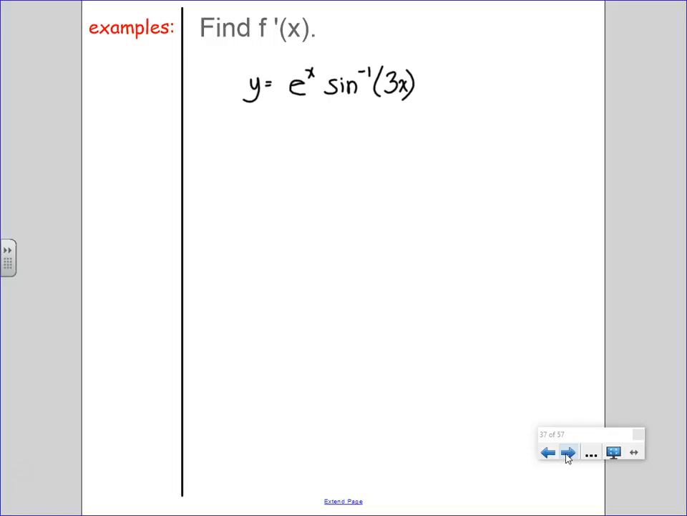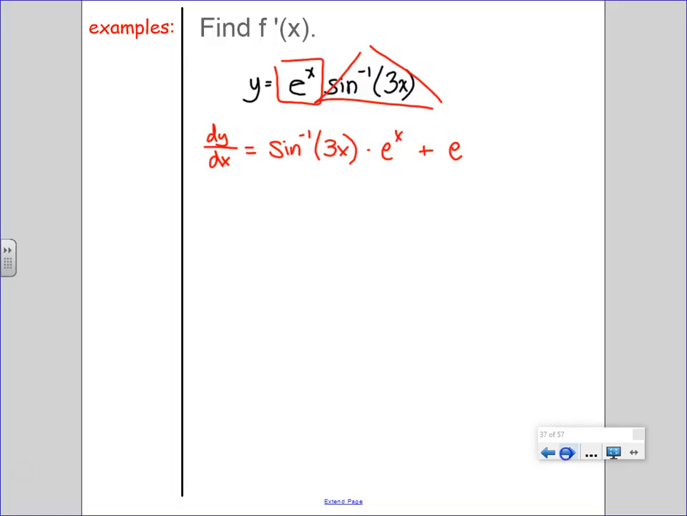Okay, so product rule, I need a first and I need a second. How does product rule work? Hold on, dy dx, right? Don't need to worry about implicit, y is by itself. Second d first. Nice, just rewrite it. Sine inverse of 3x times, what's the derivative of e to the x? My favorite, e to the x.